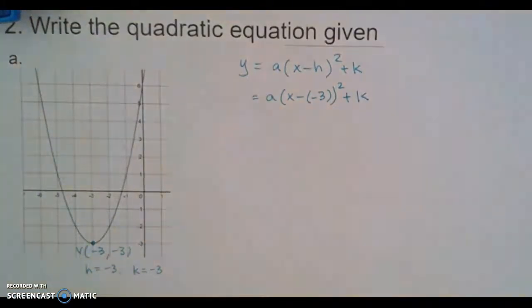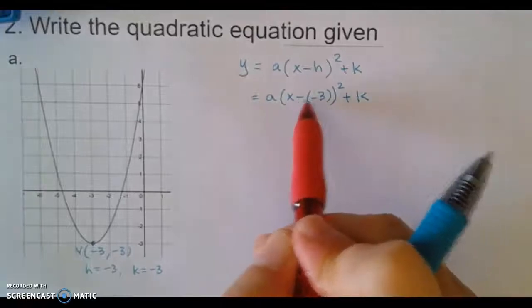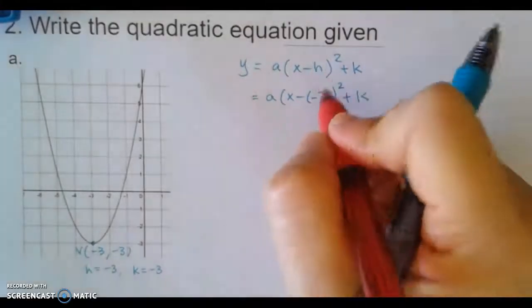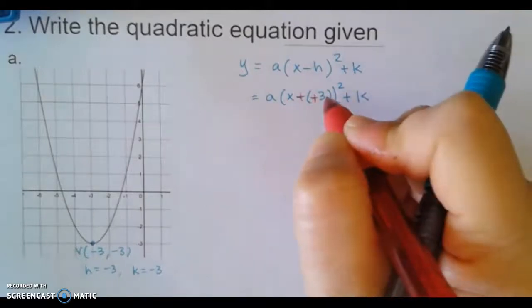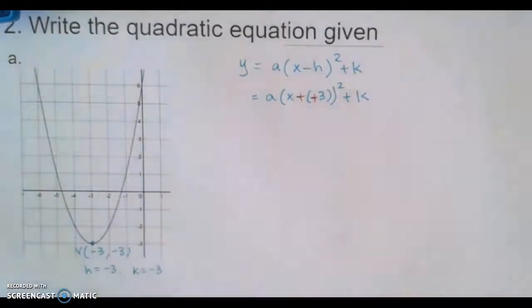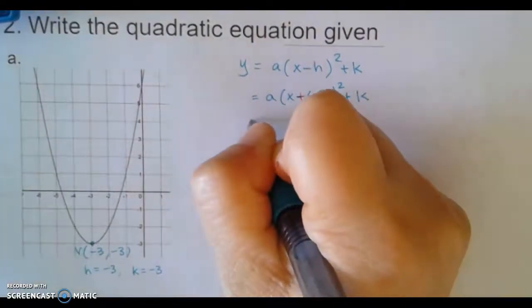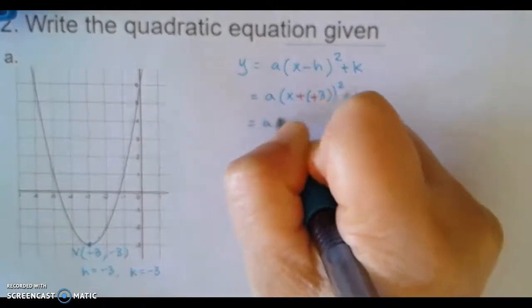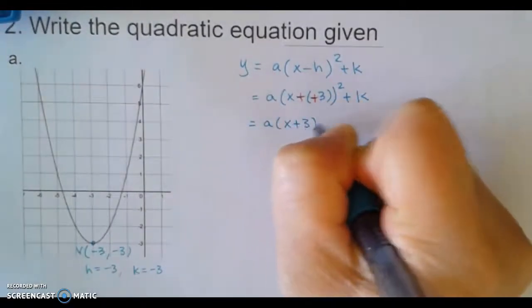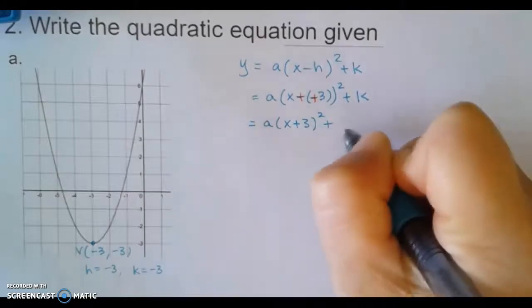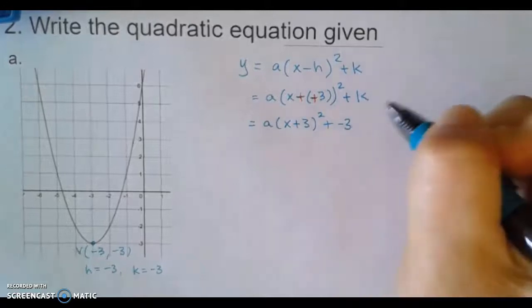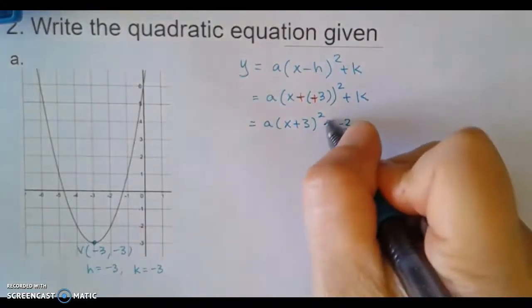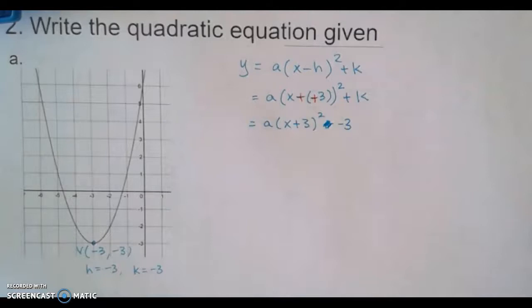So at this point, I've written the two negatives here. Just to make it simpler for myself, I am going to change them both to positive, because negative, negative is the same as positive, positive. So that simplifies to a times x plus 3 whole squared plus, what's k? It's -3. Okay, well, I could have just written -3 like that.